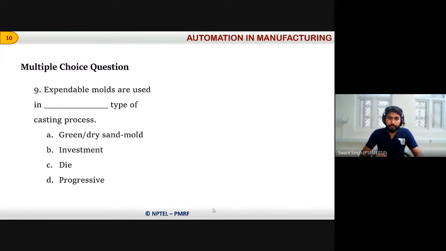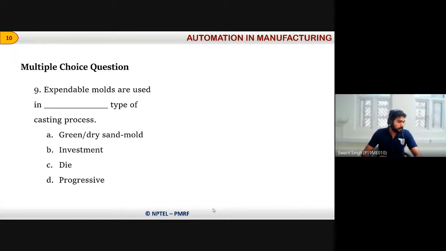Now, the next question is on the screen. The question is, expandable molds are used in which type of casting process?